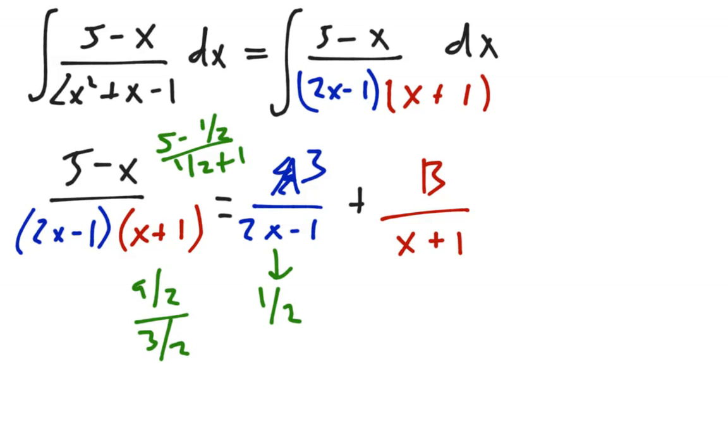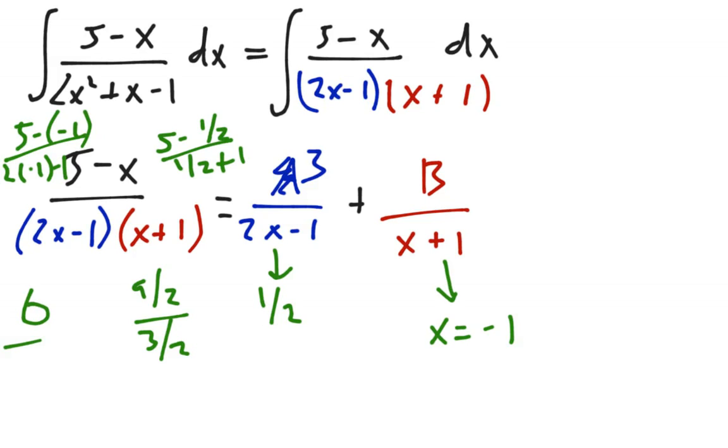That's nice. Then for b, we do the same thing. For x plus 1, the x value that we're going to use is negative 1. Come over here, cover it up with your thumb. Okay, that's me covering it up. Now I'm going to uncover it. So you do 5 minus negative 1 divided by 2 times negative 1 minus 1. And so that's going to be 6 divided by, I believe, negative 3. And so that's going to give us a b value of negative 2.